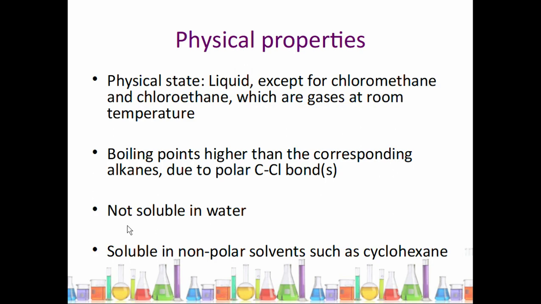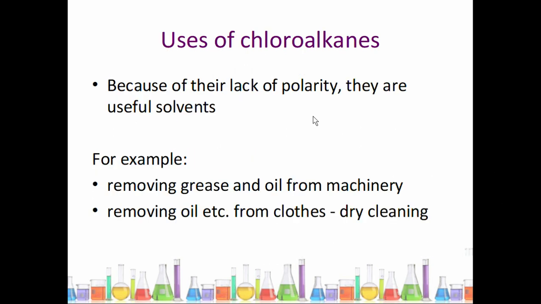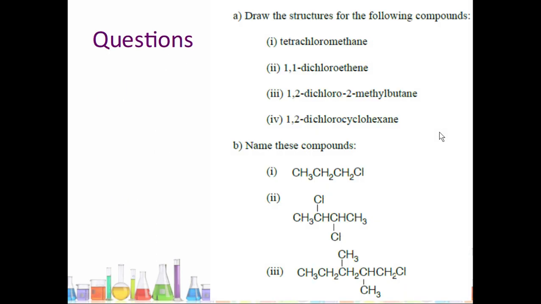As we said in the beginning, they're not soluble in water. They only have a very tiny portion of polarity in them. So they are instead soluble in non-polar solvents, for example, cyclohexane. Because of their lack of polarity, they themselves are very useful solvents. So we'll often see chloroalkanes being used as solvents when you're trying to remove something like grease or oil from machinery, or if you take your clothes to the dry cleaners to get out stains like oil and grease as well, they will use a chloroalkane solvent to remove them.